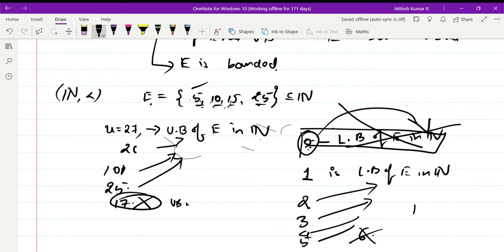Whether 14? 14 is less than 25, but what about 10 and 5? It is not less than 10 and 5. Therefore this 14 is not a lower bound.